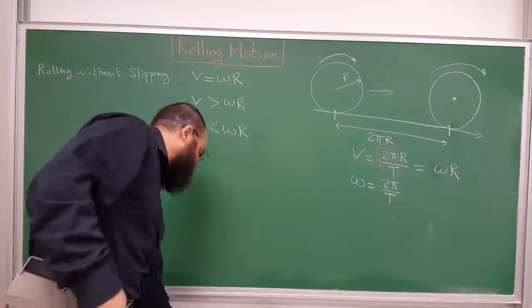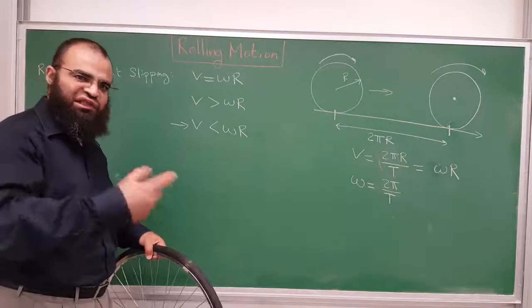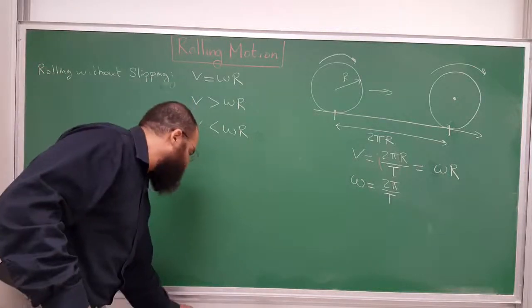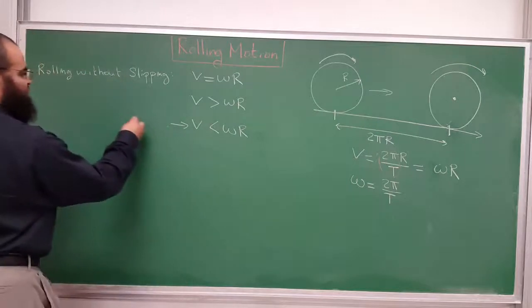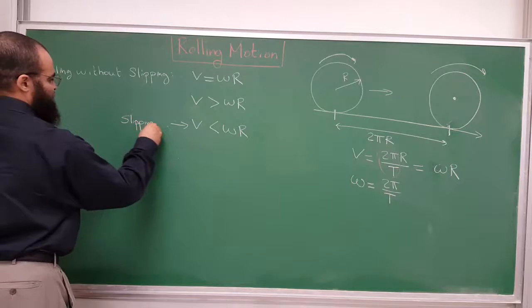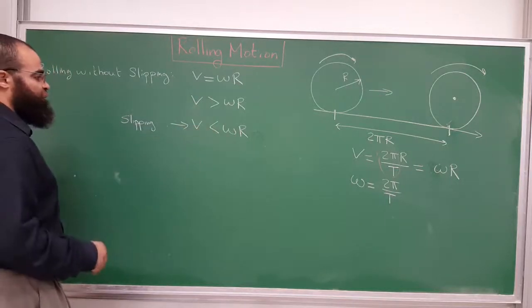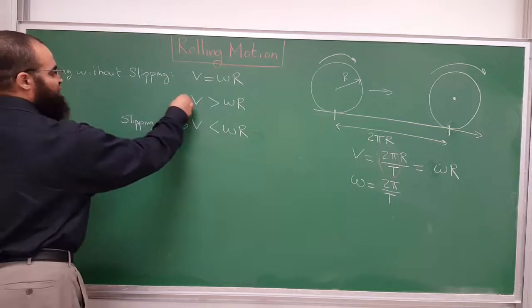That's called slipping. That's when you hit the gas really quick and the wheels spin in place, and you make some smoke. In the extreme case, you just slip and roll in place and not move at all. That's called slipping. And this is called skidding.